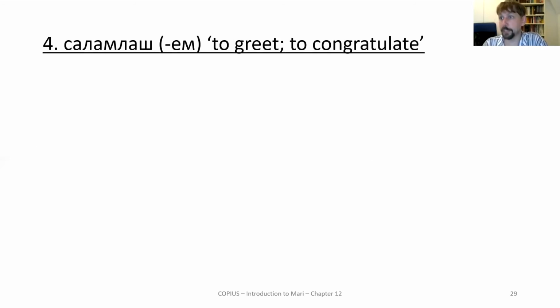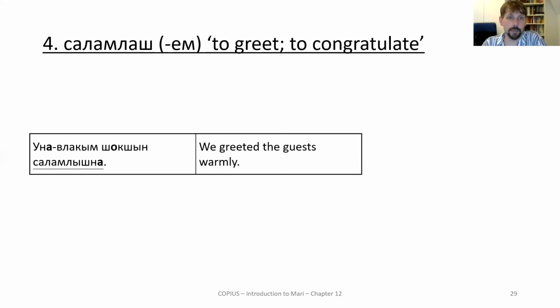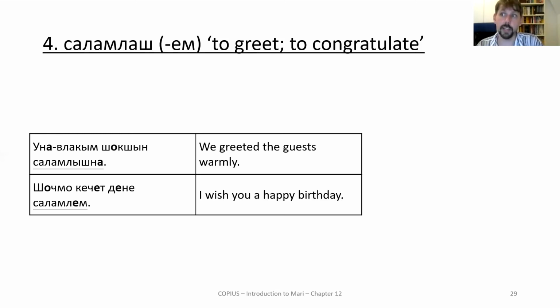Salam lash, to greet and to congratulate, two meanings that it has. Some notes about this. It can be just to greet, something like greeting the guests, very straightforward in its usage. And it can also be congratulating somebody on an occasion. If you congratulate someone on an occasion, by its government, it wants dene, with. This seems to be a very clear copy from Russian. So if I wish you a happy birthday, I'm literally greeting you with your birthday. It's just the government of the verb, as it is in Russian.